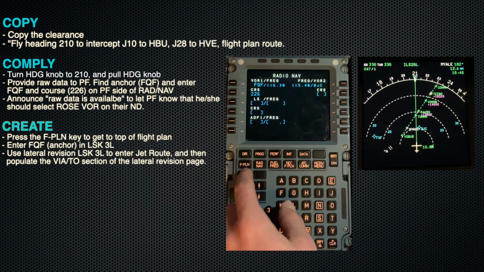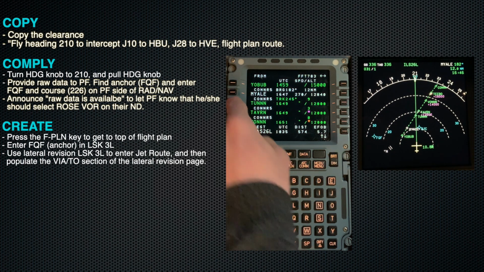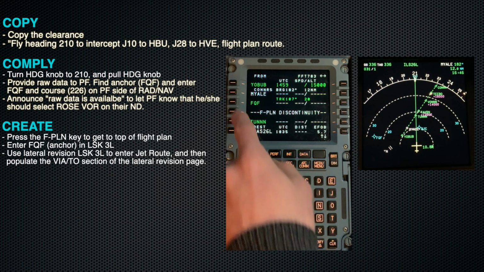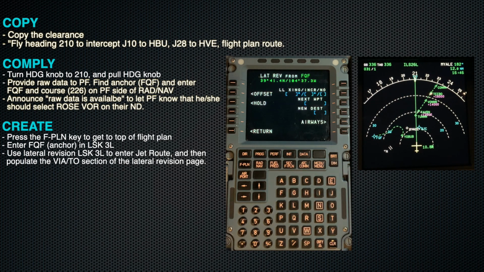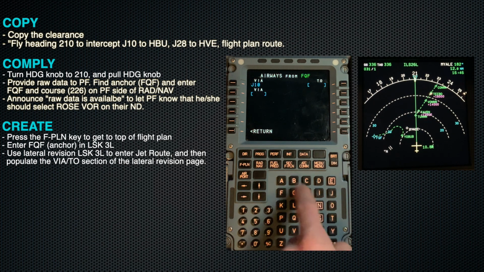Now we can create. We'll press the flight plan key to get us to the top of the flight plan. We're going to take whatever we had in our RadNav page, in this case Falcon, and put it in line select key 3 left. We can now do a lateral revision off of Falcon, select airways, and enter our jet routes. We'll put J10 in the VIA, Blue Mesa in the TO.